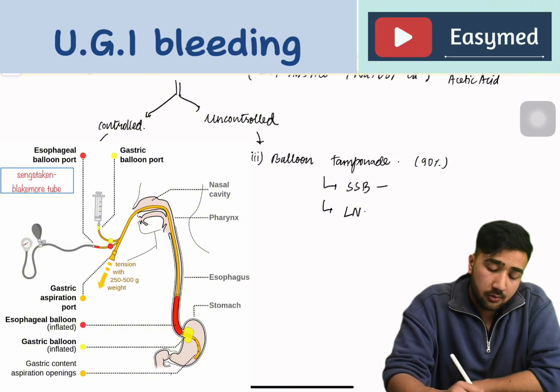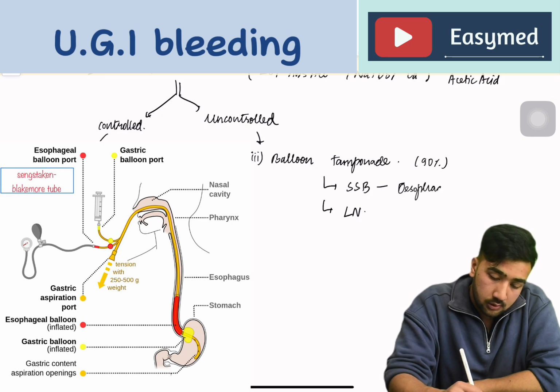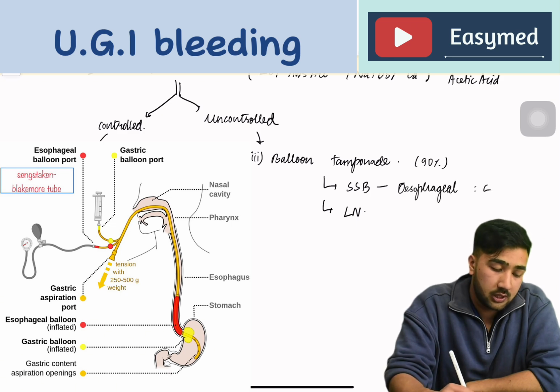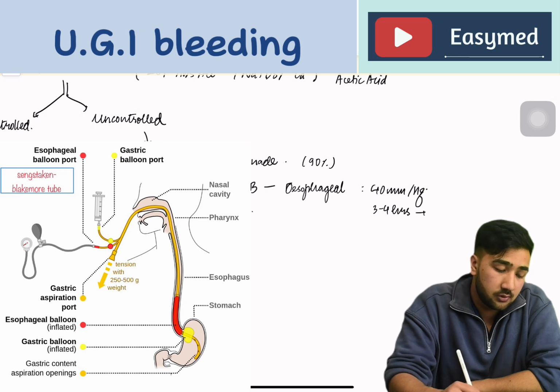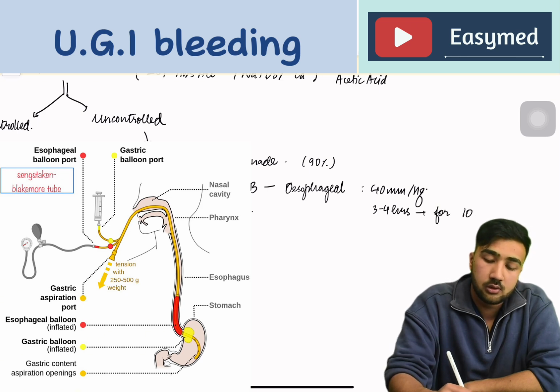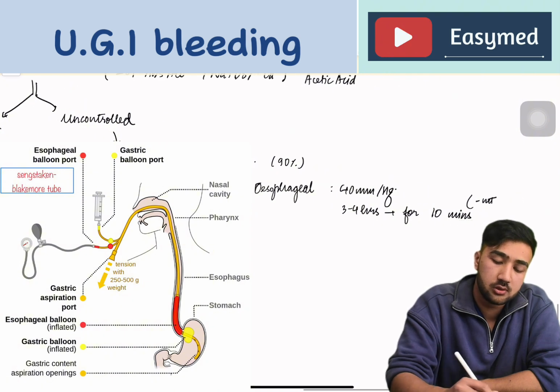The Sengstaken-Blakemore tube is the esophageal tube. We inflate it at a pressure of 40 mm of Hg, but it has to be deflated every 3 to 4 hours; at least once we have to deflate it for 10 minutes. This is done to prevent esophageal necrosis.